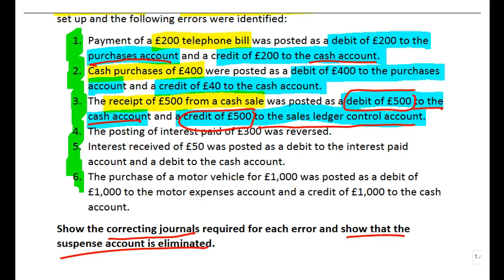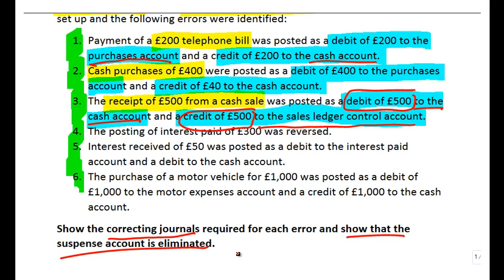Now, this was a cash sale. This was a receipt from a cash sale, so it's not from a credit customer. This isn't the same as a credit customer paying me money later. I think that credit should actually just have gone to the sales account. I should have just recognised the income on that transaction.